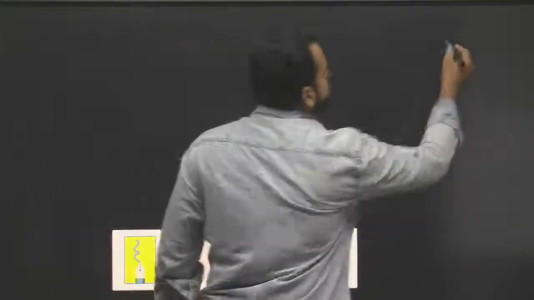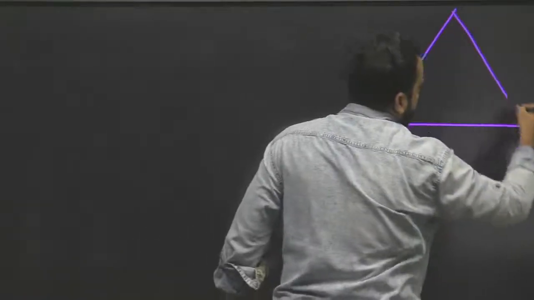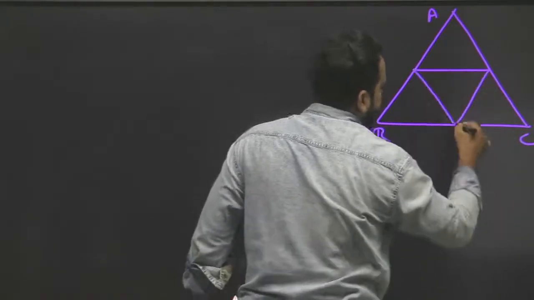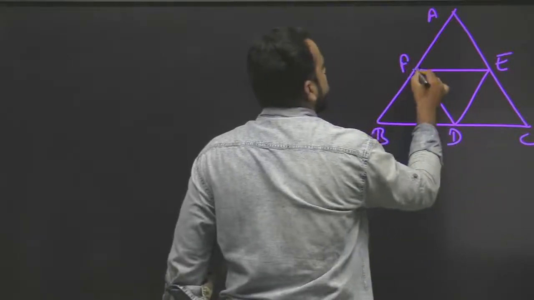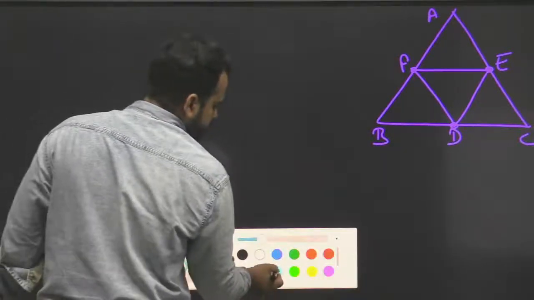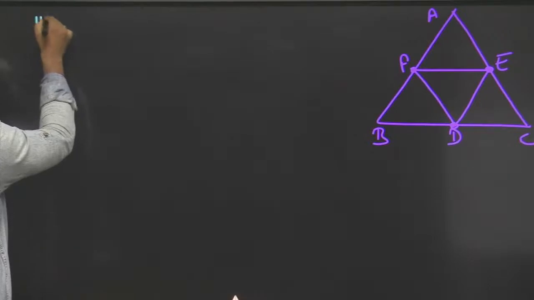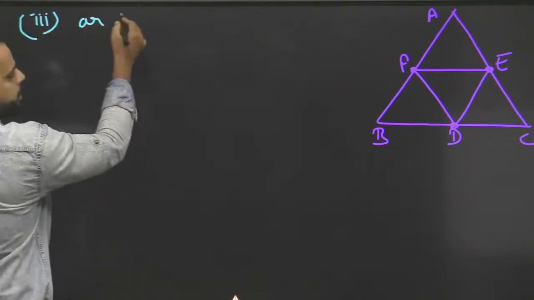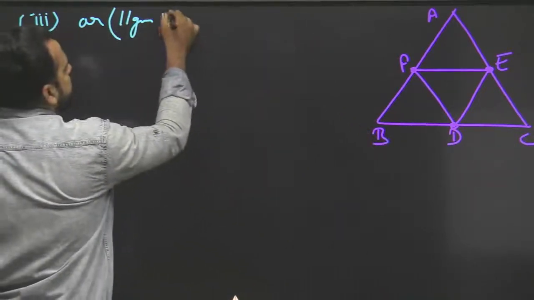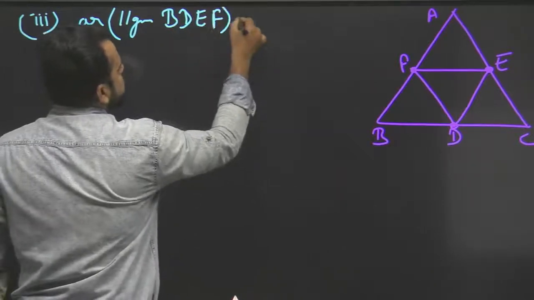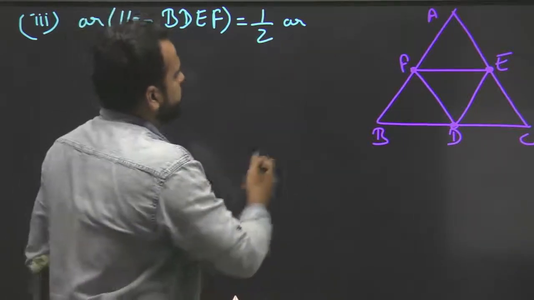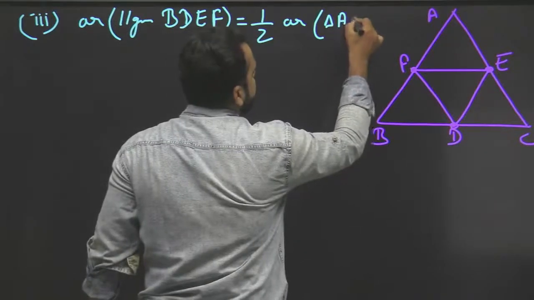Let me take this. Here is your triangle ABC, and these are the midpoints. We can join them and make the triangle DEF. These are the midpoints. Okay, so in this part we have to prove that the area of parallelogram BDEF is half the area of triangle ABC.